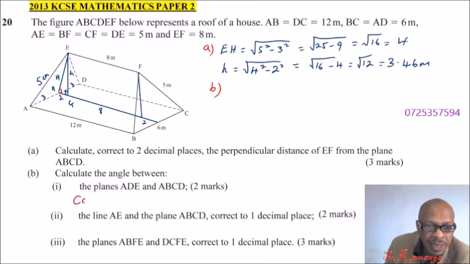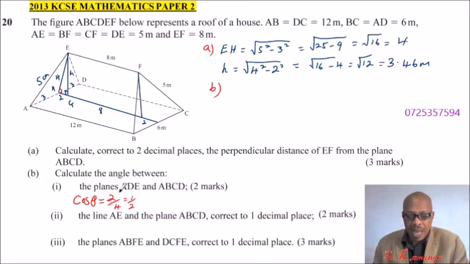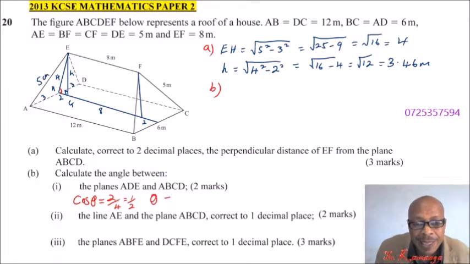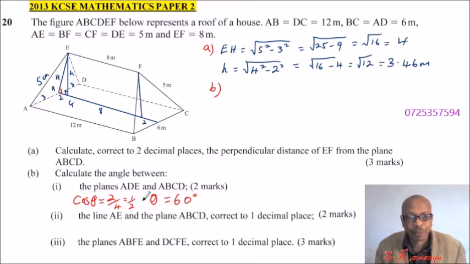We can say cosine theta is adjacent over hypotenuse, which is 2 divided by 4, equal to a half. So you use your calculator and get cos inverse of a half. You press the inverse button, you press cos, and you put 0.5, and you'll be able to get theta equal to 60 degrees. So the angle here is 60 degrees. So that's how you get that.